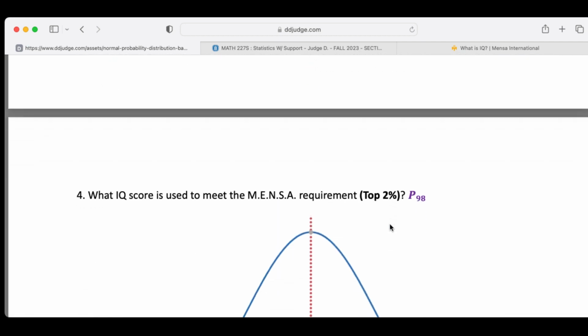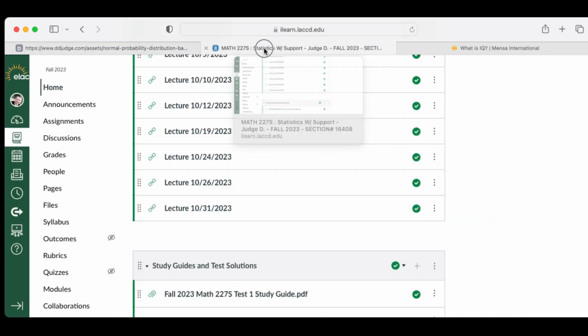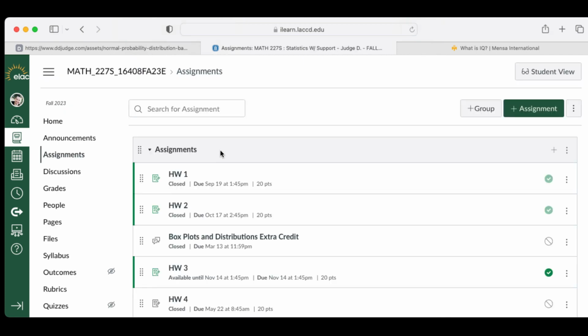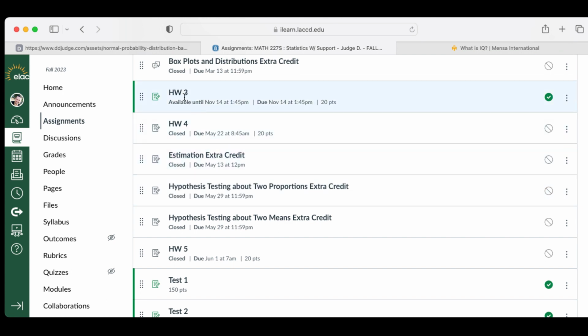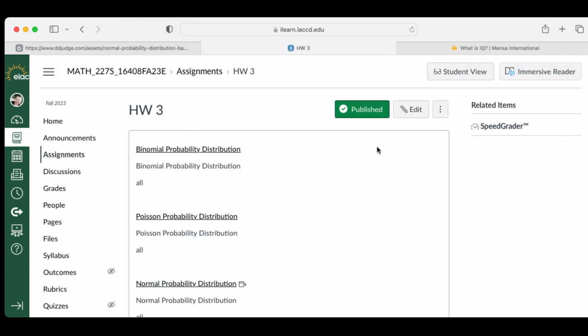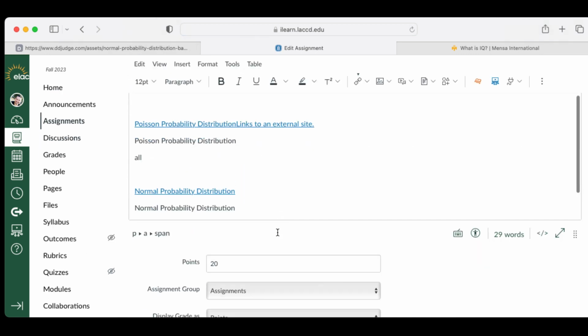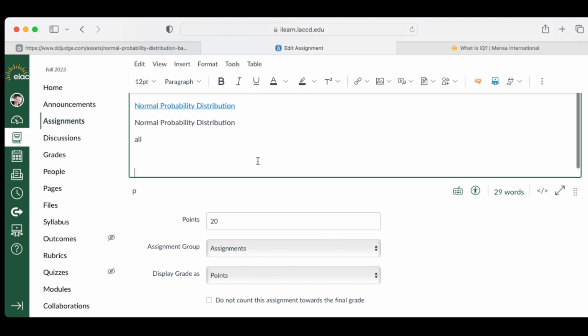So you have solutions for the homework, and so we put this in the assignment section, homework 3. So you even have those solutions. So we're going to have here normal probability distribution working what? Backwards. You're going to do them all.